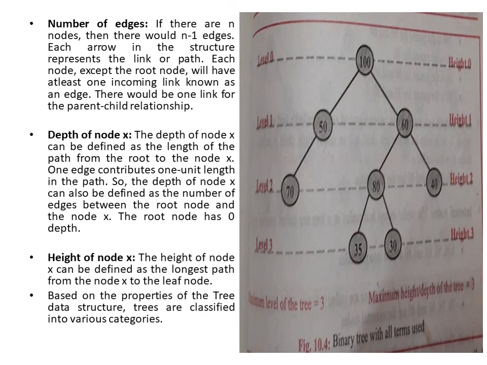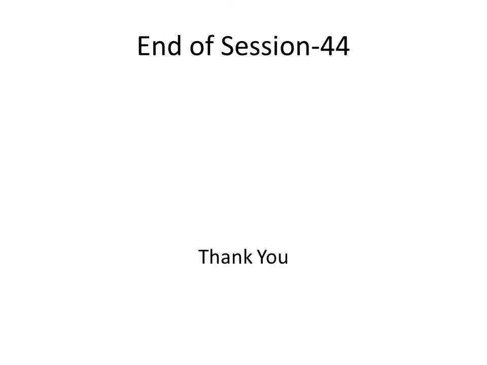Then what is the height? The height of the node x can be defined as the longest path from the node x to a leaf node. This you can see. Based on the properties of the tree data structure, trees are classified in various categories. I think you have understood what level, height, depth and terminologies are.